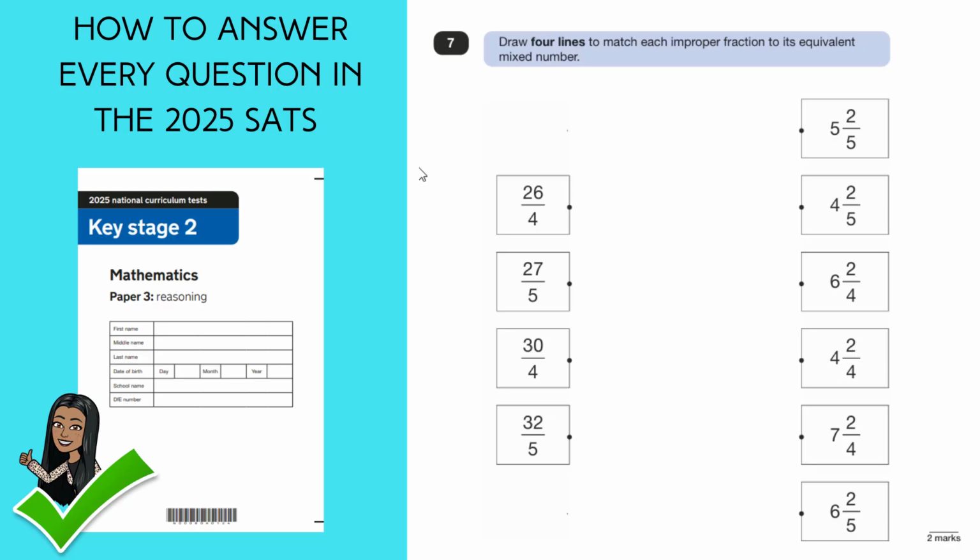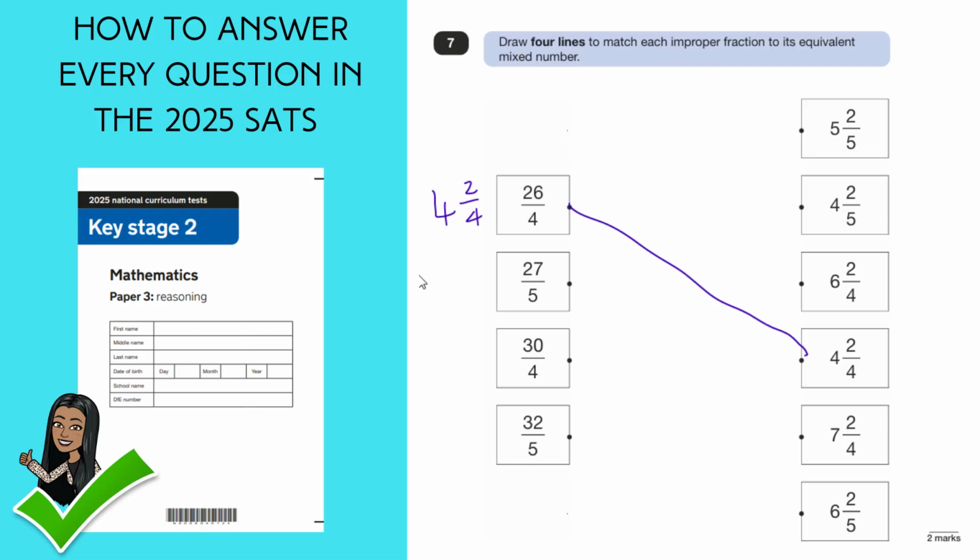If you're not sure how to convert improper fractions to mixed numbers and vice versa, that is a skill you should practice and revise. Very important skill. I'm going to do it very quickly now. 26 divided by 4 is 4 remainder 2. So it's going to be 4 with a remainder of 2, which means 2 quarters. If you were simplifying that, that would be 4 1/2. But you can see there is a 4 2 quarters here. If there wasn't, I'd be looking for a 4 1/2, so I can match that up.